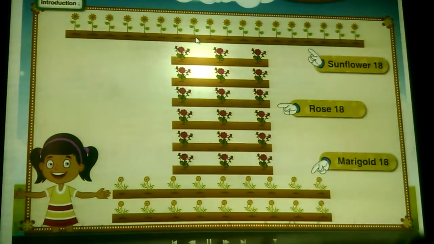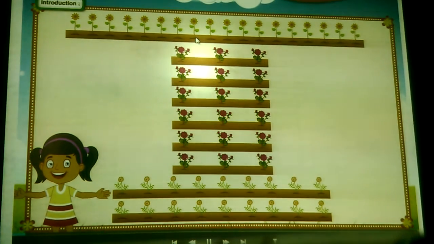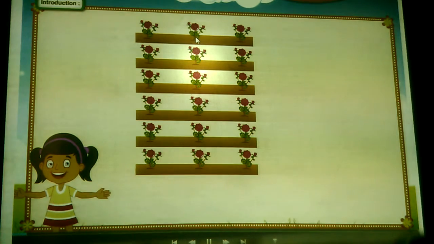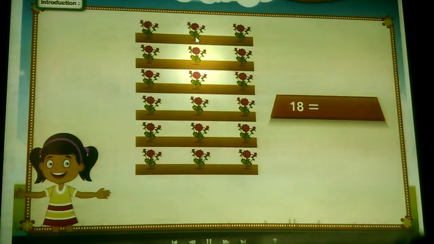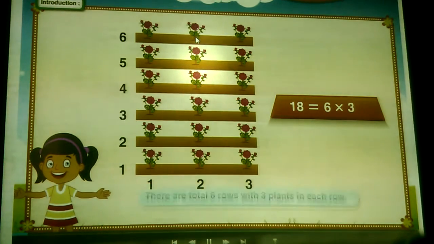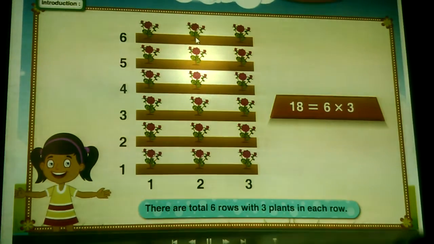Shyama says, "Look how I planted 18 plants in each flower bed." The arrangement in each flower bed is different. See how the roses are planted. 18 is equal to 6 into 3. So there are total 6 rows with 3 plants in each row.